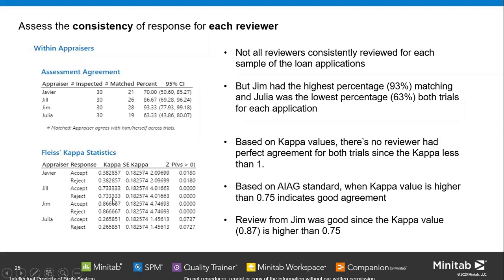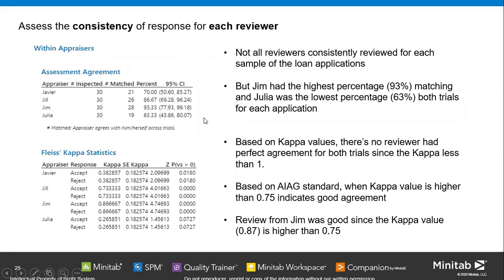So for this case, only Jim has the highest, 0.75. So we consider that the review from Jim was good, since the kappa value is higher than 0.75. The rest are less than 0.5, so it's not considered good agreement for Javier, Jill, and Julia. So this one is the consistency of response for each reviewer.